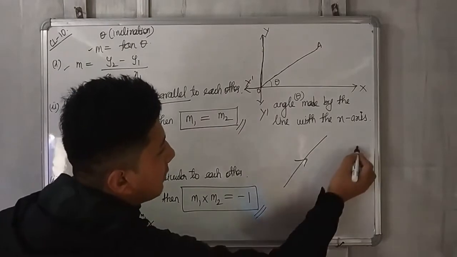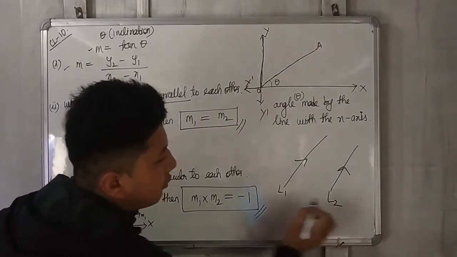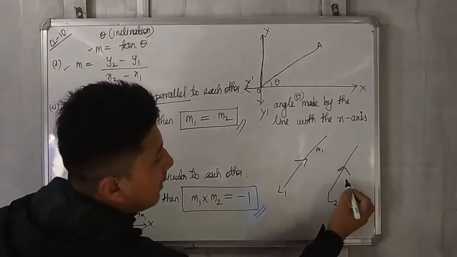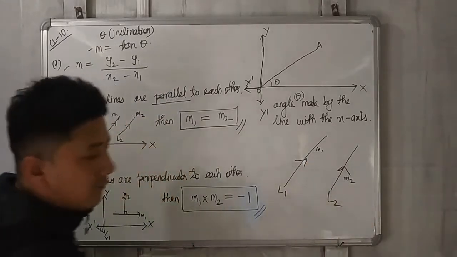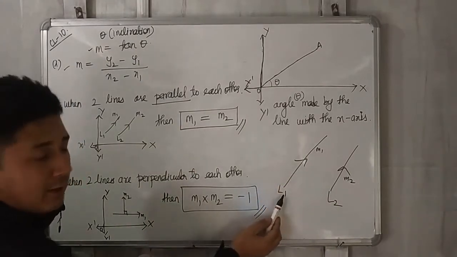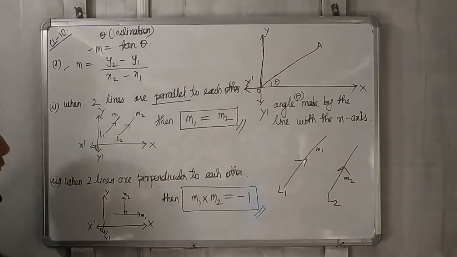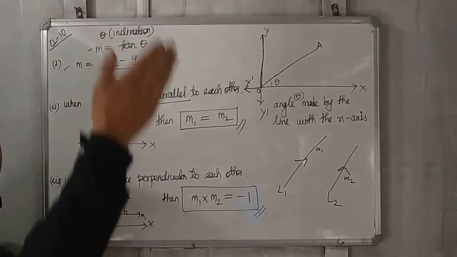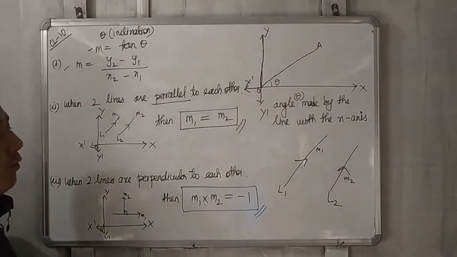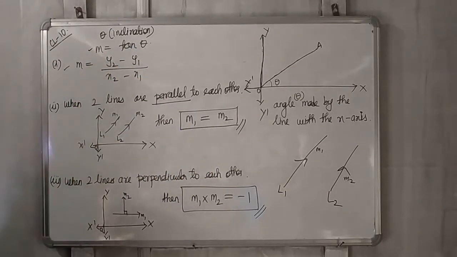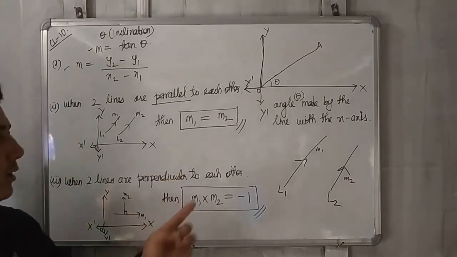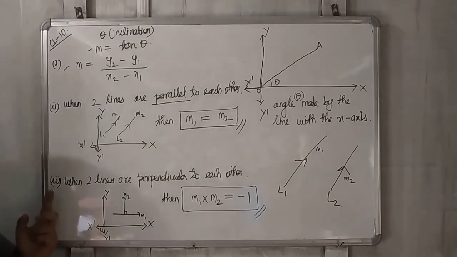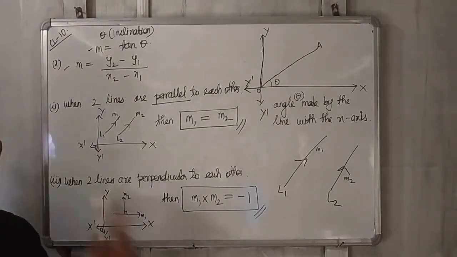Straight lines which are parallel with each other. This is L1, this is L2, on the x and y axis. L1 has slope M1, L2 has slope M2. M1 is the slope of L1, M2 is the slope of L2. If two straight lines are parallel to each other, then remember, the slopes are always equal. Simple as that.